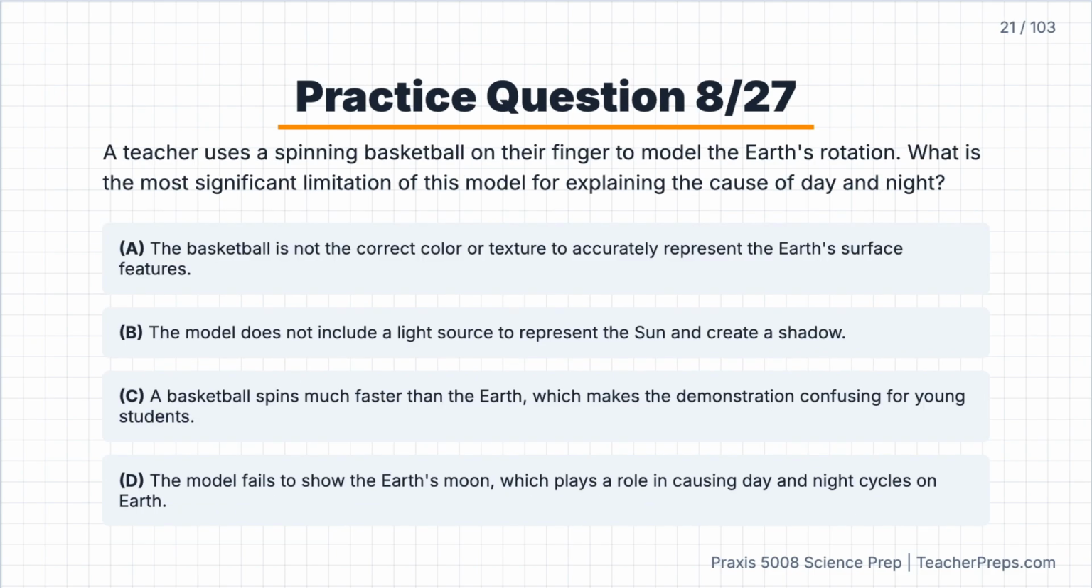All right, moving on to question number 8. This asks, a teacher uses a spinning basketball on their finger to model the Earth's rotation. What is the most significant limitation of this model for explaining the cause of day and night?